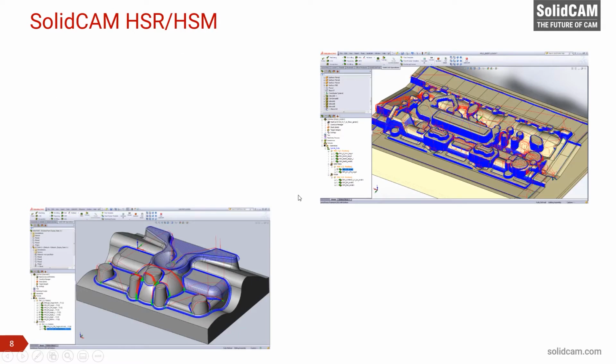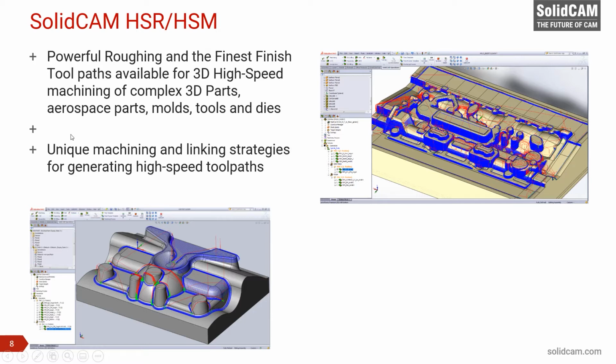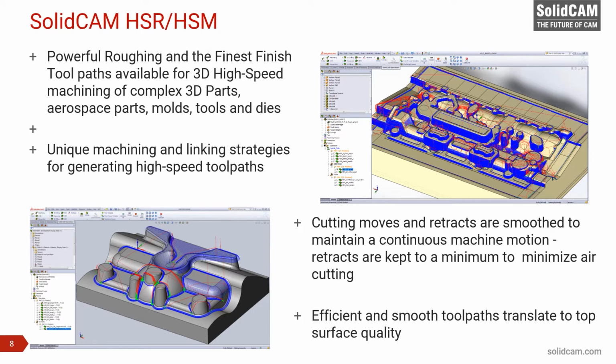So if I look at the gist of the HSR and HSM, we have got powerful roughing and the finest finishing toolpaths available for 3D high-speed machining of complex parts and aerospace parts, molds, and dies. We have got unique machining linking strategies for generating high-speed toolpaths. Cutting moves and retracts are smoothed to maintain continuous machine motion. Retracts are kept down to minimum to minimize air cutting. And the toolpaths are smooth and efficient, which translate to very high surface quality. So this is the gist of the HSR.